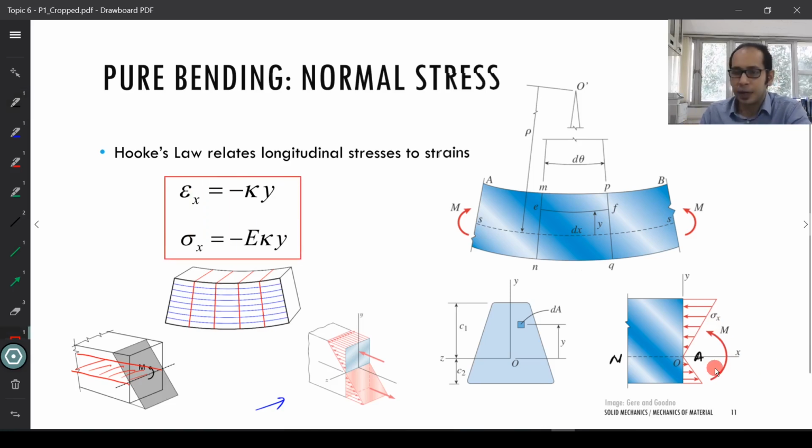Right. Now, next we are going to use these relationships again, especially the one for the stress, to derive what is known as the flexure formula. So let's go ahead and take a look at how to derive the flexure formula.